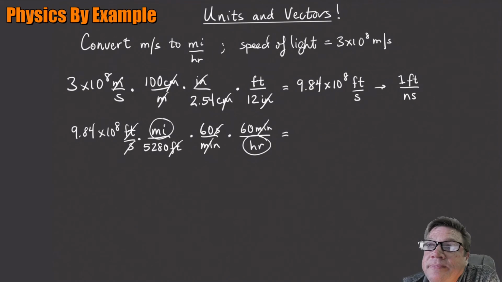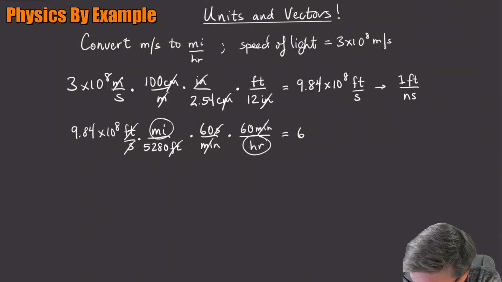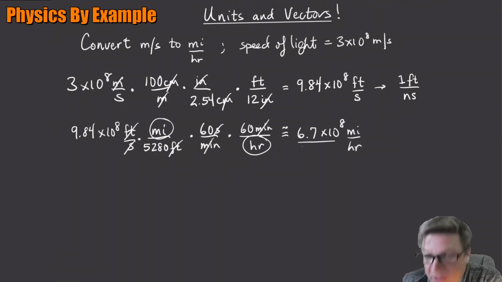So if you multiply all these out, what you're going to end up getting is about 6.7 times 10 to the 8th miles per hour. Neat. So going from meters per second to miles an hour, it looks like what we've done is kind of doubled it, right? It's doubled, 300 million to 600 million, and then added 10%. That's kind of the shortcut.